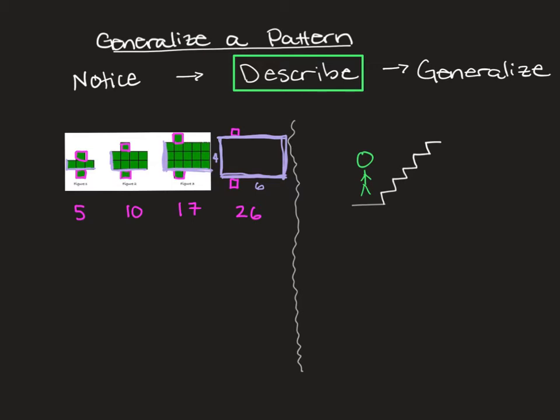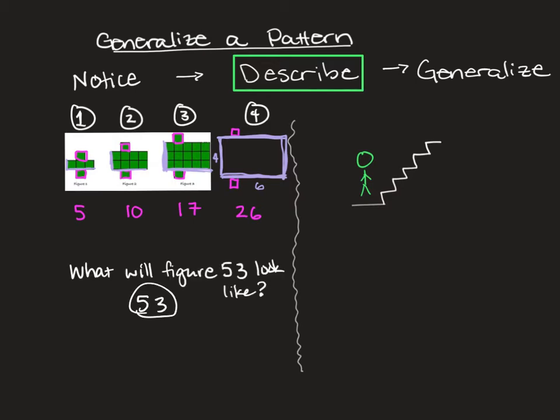For example, if we call this figure 1, this is figure 2, this is figure 3, this is figure 4. When we say generalize, what we're talking about is, I want to be able to go all the way out to pick some big number, figure 53. What is figure 53 going to look like? Well, I'm going to need to do a little bit more than just describing, like this tall side here went up by 1, and this side right here is going to be bigger than 2. I don't want to draw figure 5, 6, 7, 8, 9 all the way up to 53. That's just too much.